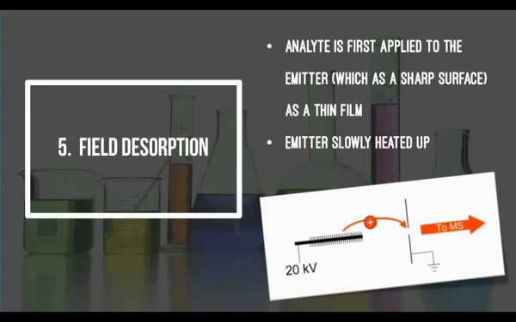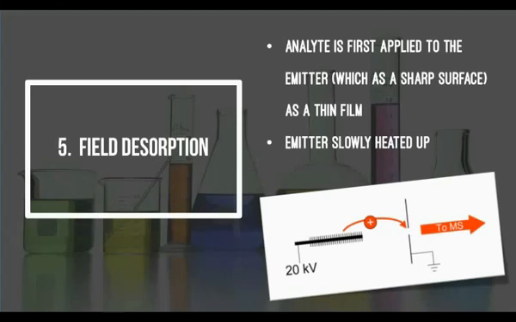Unlike in field ionization, the sample is directly applied in the solid or liquid state onto the emitter before being ionized. This is as opposed to the gaseous state in field ionization. As some compounds may not be thermally stable in the gaseous phase and thus are unable to undergo field ionization, field desorption can be used instead.